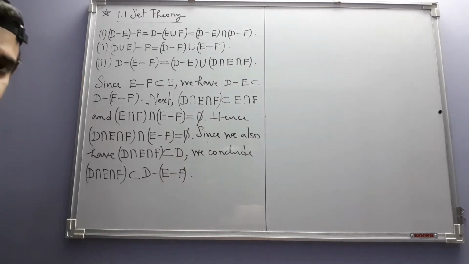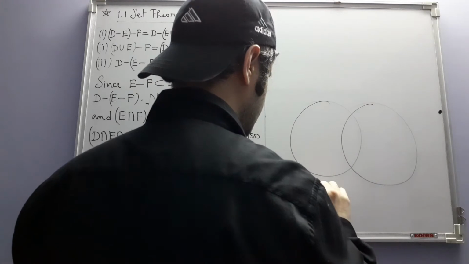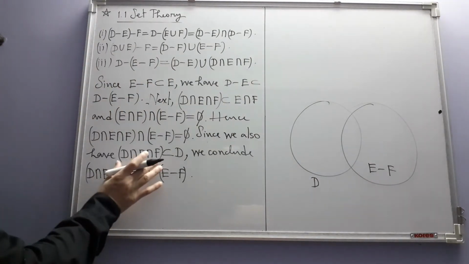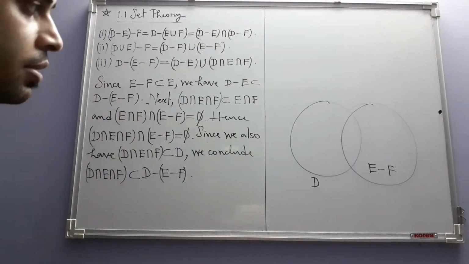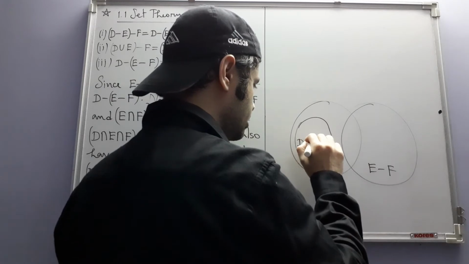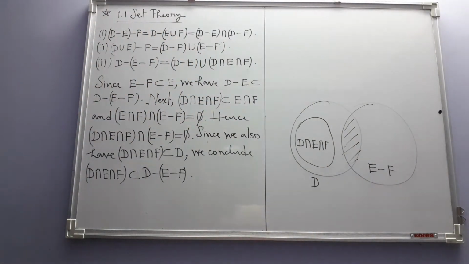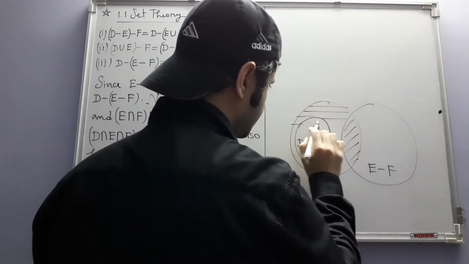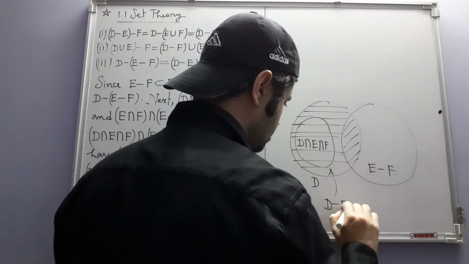Now what is happening here? You see, suppose you have, this is D, this is E minus F. Now this intersection is a subset of D, so it will be inside D, but at the same time it has no element common with this one. So that means this set will avoid this area, because here elements of E minus F are there. So that's why this is a subset of D minus (E minus F). This part is D minus (E minus F).